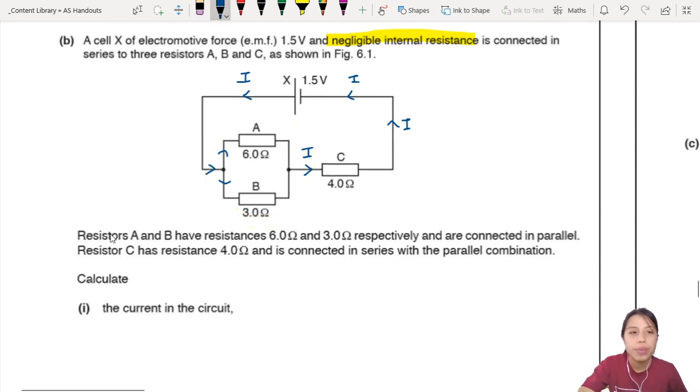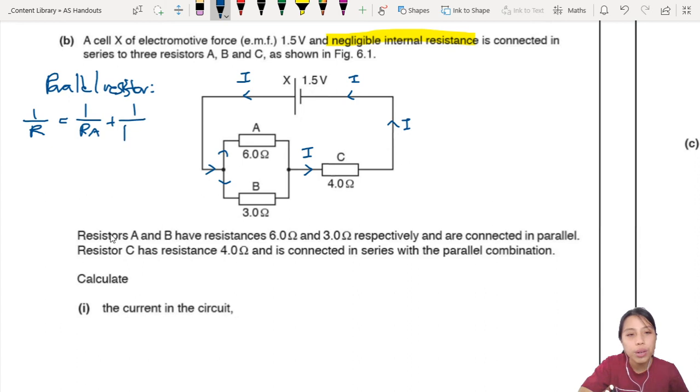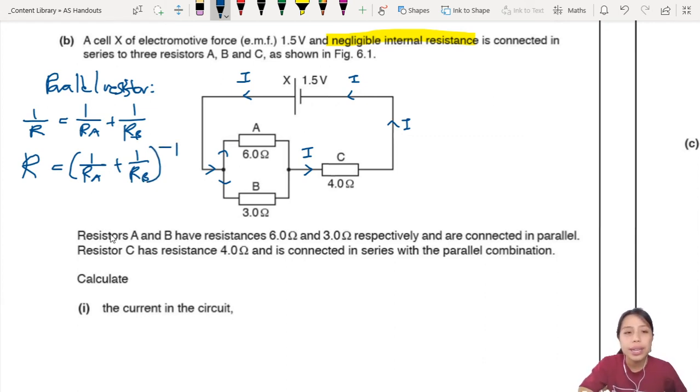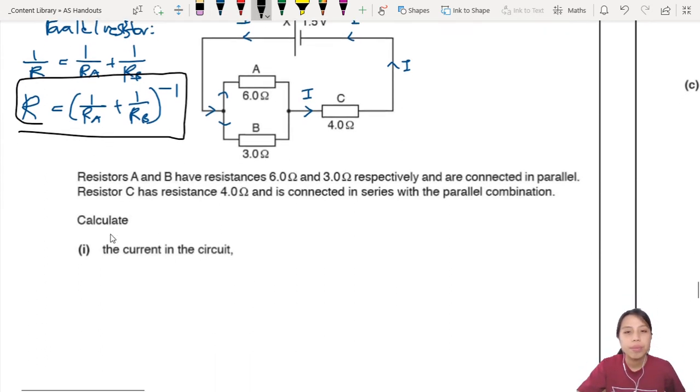2 resistors in parallel. To combine resistors in parallel, here's the rule for it, a good refresher of IG and SPM. If you have parallel resistors, the total resistance will be 1 over RA plus 1 over RB, but it's 1 over, okay? So when you want the resistance, you have to flip the whole thing. So (1 over RA plus 1 over RB) to the power of negative 1, or 1 over the whole thing. This is how we can combine to find your total resistance for this section.